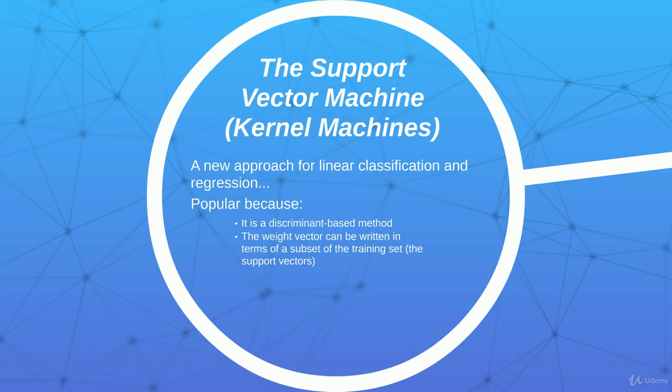So after training the parameters of the linear model, the weight vector can be written down in terms of a subset of the training set, which are the so-called support vectors. In classification, these are the cases that are close to the boundary, and as such, knowing them allows knowledge extraction. Those are the uncertain or erroneous cases that lie in the vicinity of the boundary between two classes.